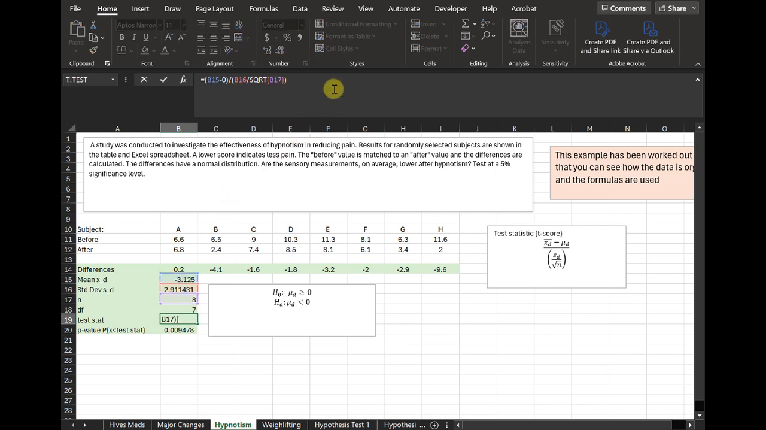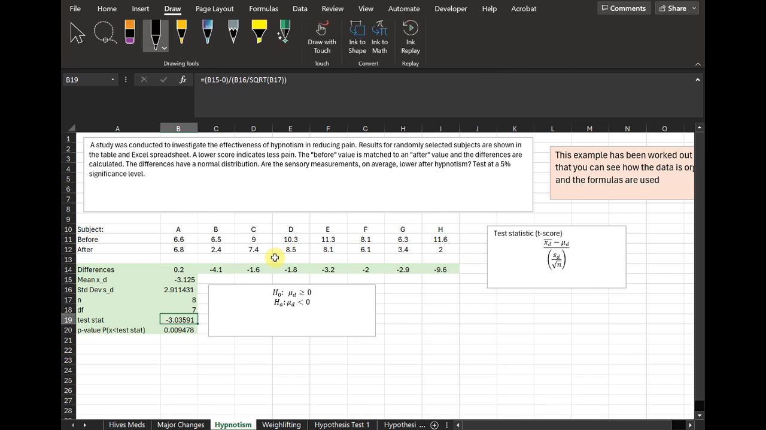Now, I wrote this whole thing out for you because this mu sub d, just like the rest of chapter 10, will always end up just being 0. So you'll notice here in how I set this up, I have my mean, the blue box, B15, minus 0, divided by my s sub d, divided by the square root of my n. So this is very, very similar to what we did in chapter 9. It's just now we're doing it with the differences. And so then from there, of course, I can get to my test statistic.